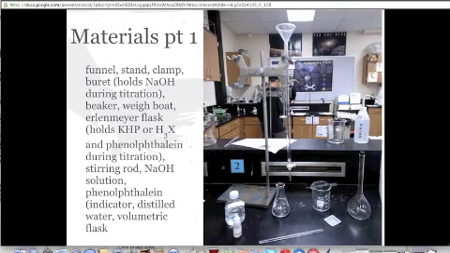And we used a lot of materials in this lab. Here's our setup, which looks somewhat like this, except our beaker will have solution and indicator in it and be under the burette, which will be full of NaOH. So we have a funnel, a stand and a clamp, a burette, an Erlenmeyer flask, a beaker, a volumetric flask, a weigh boat, a stirring rod, phenolphthalein, and our NaOH solution pictured here.